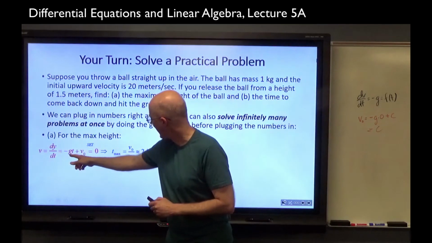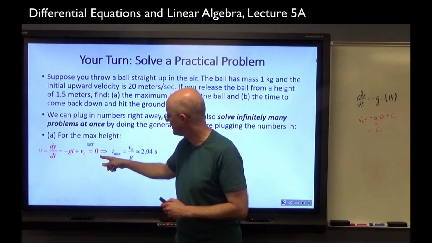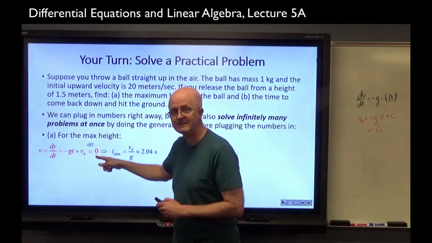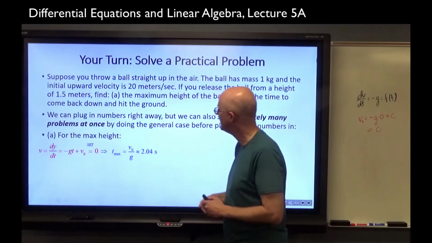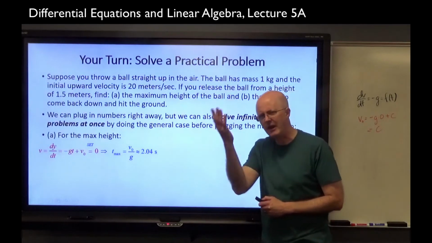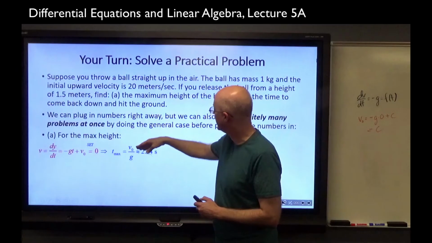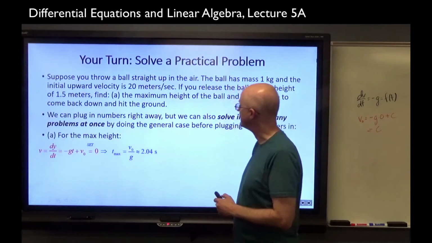Because you add gt to both sides to cancel on the left side, and you get a gt on the right. Then you would divide both sides by g to solve for t. Again, I'm just calling it t max. It turns out to be 2.04 seconds. You should have your calculator out and check these numbers as well. When you plug in, v0 is 20 and g is 9.8.